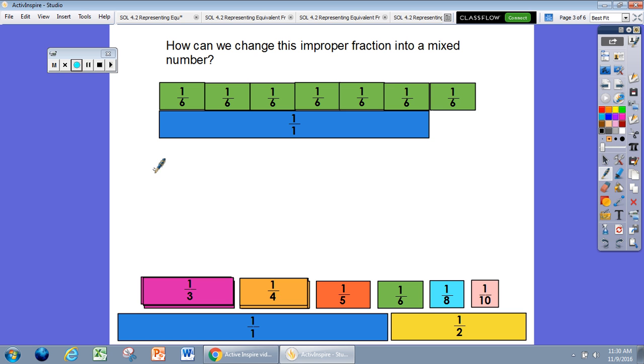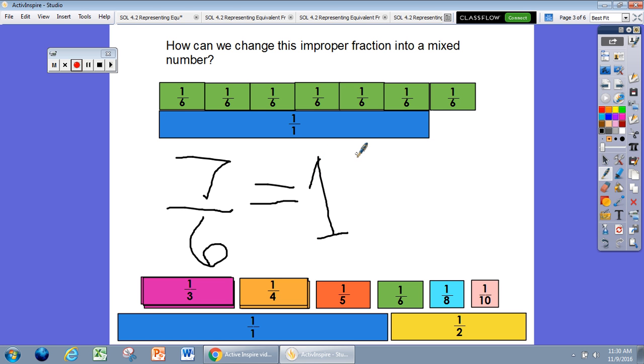So if we look at how to write that, it would look like this: 7/6 is equivalent to 1 and 1/6. So we can move our pieces to prove it. We have 1/6, 2/6, 3/6, 4/6, 5/6, 6/6. We know that it is equivalent to 1 whole. And we know we just have 1 more 1/6 beyond the whole. So let's try another one.